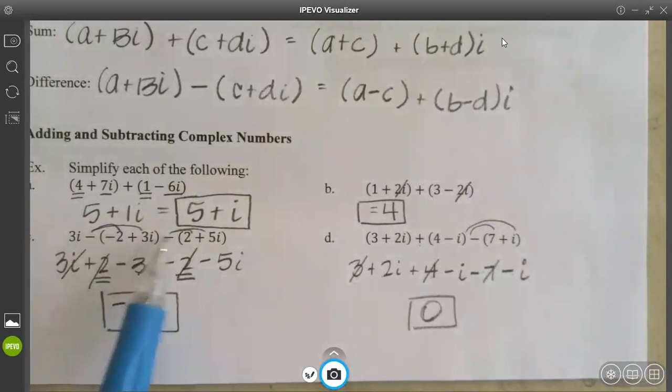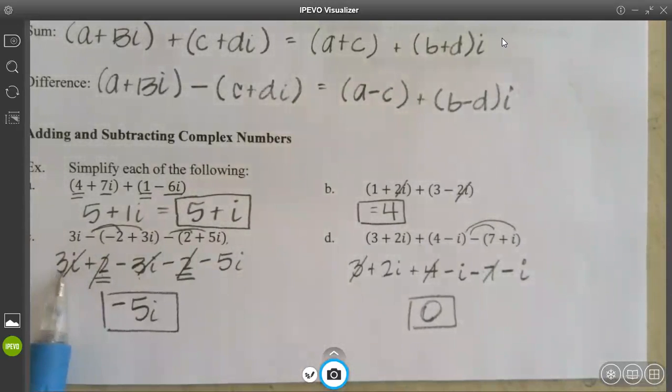Just distribute your negatives and then add your like terms. So 2 minus 2 is 0. 3's cancel out and you're only left with -5. Oh, so you're not multiplying? No, not multiplying yet. So it's just one times after. You should be careful.